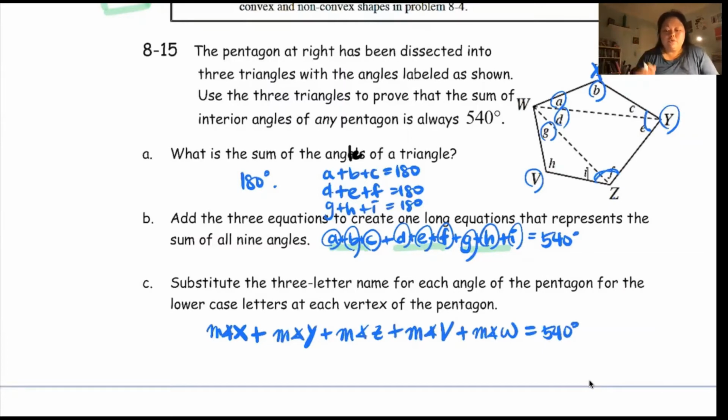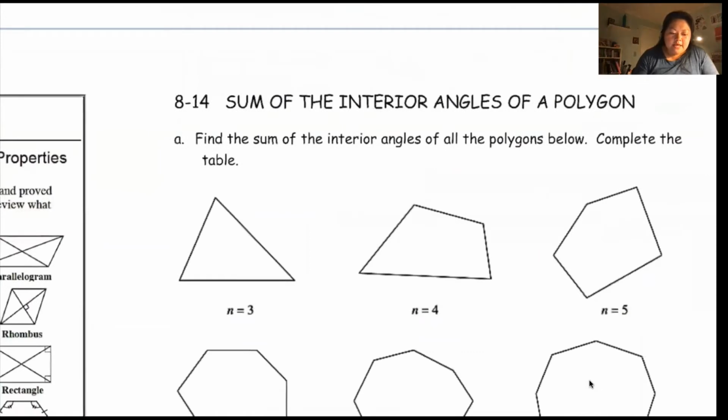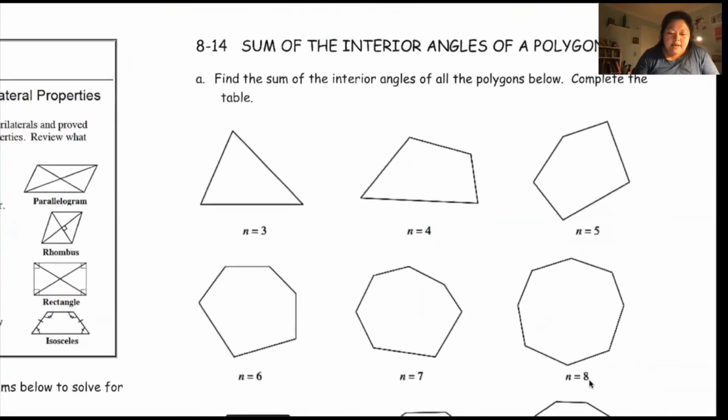Okay, and there's a really cool trick. This is the trick that we're using. We're using triangles to help us figure out the sum of the angles inside any polygon. Okay, so now let's see. It says, find the sum of interior angles of the polygons below, complete the table.